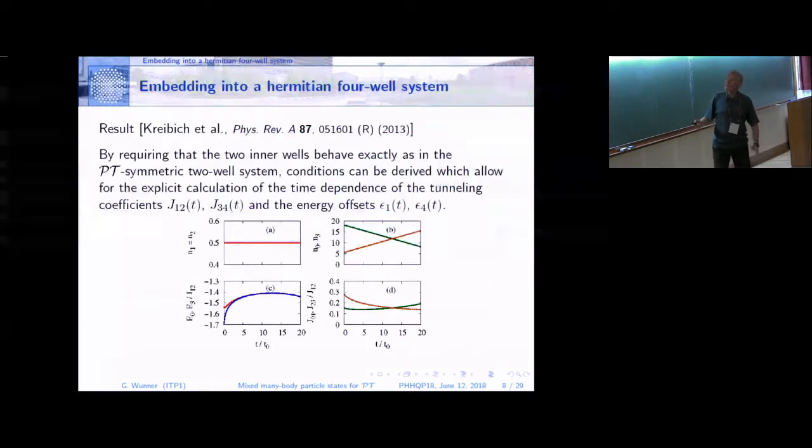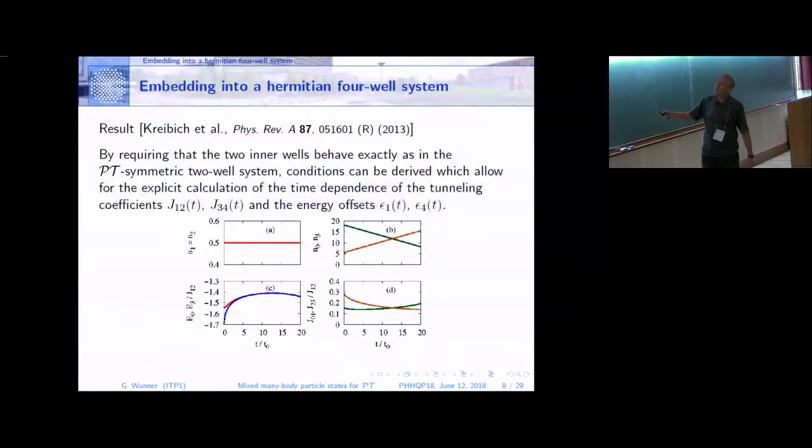So the result was that we published in 2013, that I also presented 5 years ago at the Koch conference, is that by requiring that the two inner wells behave exactly as in the PT-symmetric two-well system, conditions can be derived or a protocol can be devised, which allow for the explicit calculation of the time dependencies of both tunneling coefficients and the energy offsets. So the result was here, this is the occupation number of the two inner wells, in terms of the complete number of particles, so it's 50% each, constant.